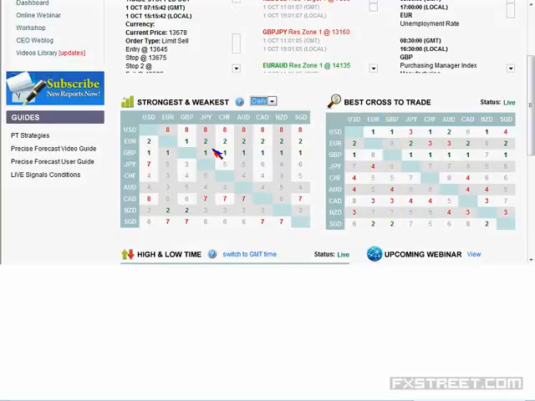Looking at this, this is the daily strongest and weakest for the day on the barometer. The weakest currency is the USD. The dollar is making new lows against all the crosses. And the strongest currency today is the pound, followed by the euro.